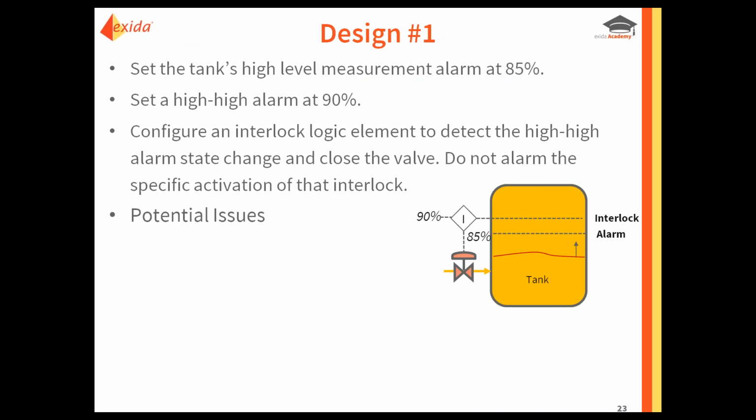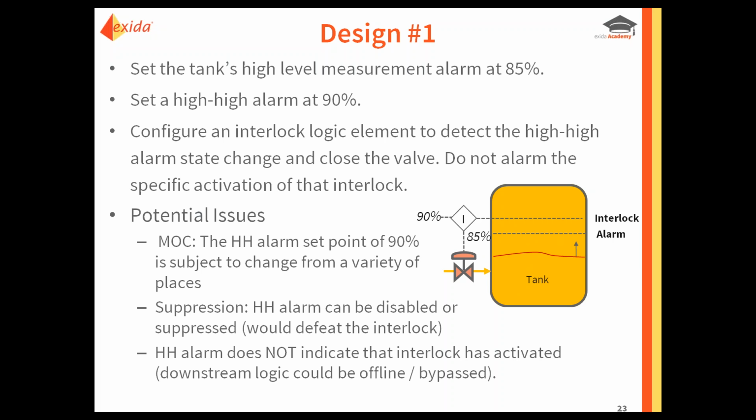The first one leverages the alarm limit and status to drive the interlock. So in this case, we have a high alarm, high level set at 85%. We have a high-high set at 90%. We configure the interlock logic to look at the status of the high-high alarm. When the high-high alarm goes active, we use that as the initiator to close the valve. We do not specifically alarm on the activation of the interlock. So what are the potential issues with this implementation and this use of alarm states in the design?